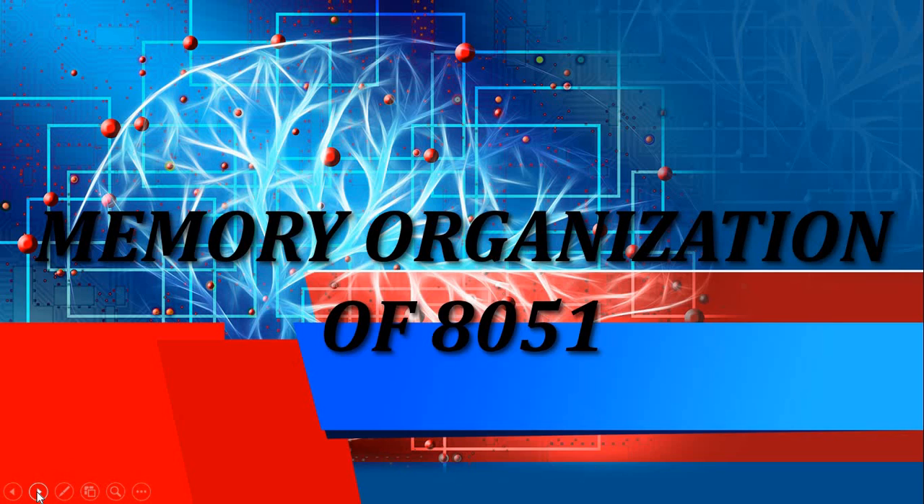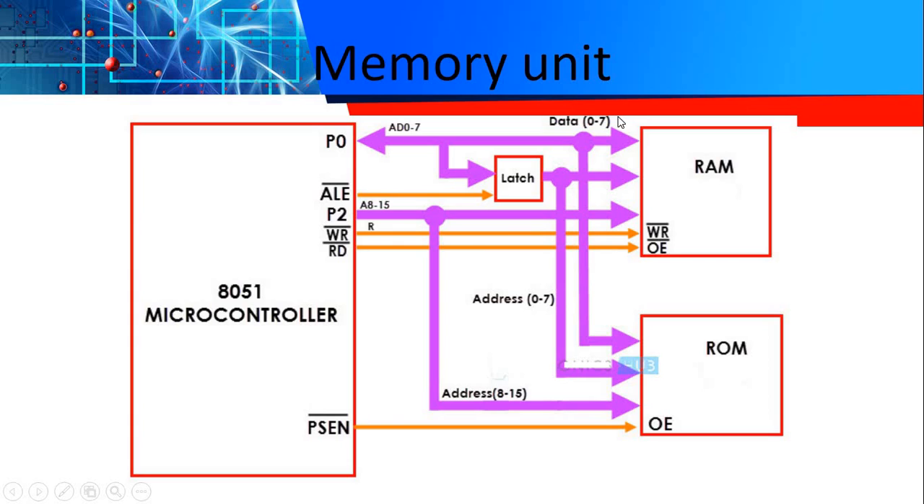Let's discuss what types of memory we have in 8051 and how much space has been allocated for these memories. See the memory unit of 8051. In the memory unit of 8051, we have two types of memory: random access memory and read-only memory. Random access memory is temporary storage, whereas read-only memory is permanent storage. The random access memory has a space of 128 bytes, whereas the read-only memory has a space of 4 KB.